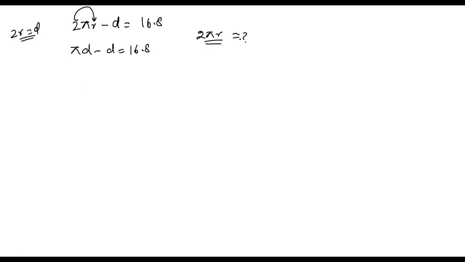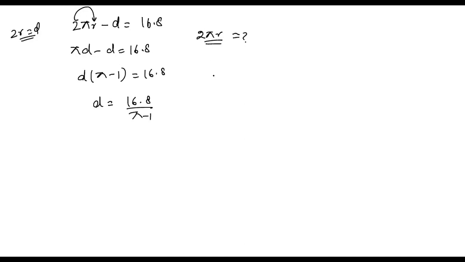2 pi r ki kya value hogi? So that is simple. You need to calculate d, which is pi minus 1 times d is equal to 16.8. Okay, so d is equal to how much? That is 16.8 upon pi minus 1. Now you need to find out the value of what? 2 pi r. So you can easily find out the value of 2 pi r by putting this value.